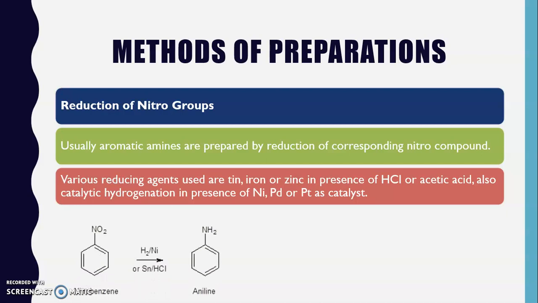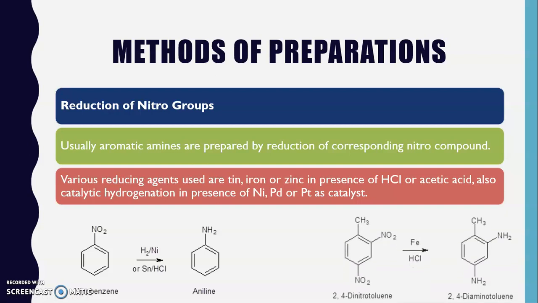For example, here you can see this reaction: nitrobenzene on catalytic reduction with nickel, or with tin or zinc in presence of hydrochloric acid, gives aniline. So it is a very simple method. Whatever nitro group is there, this nitro group is only reduced, and when the nitro group is reduced, it will be converted into the amino functional group.